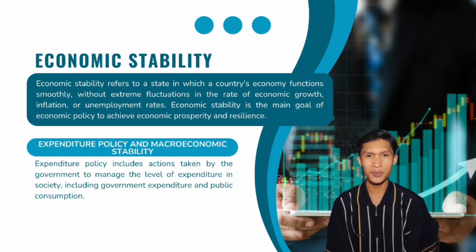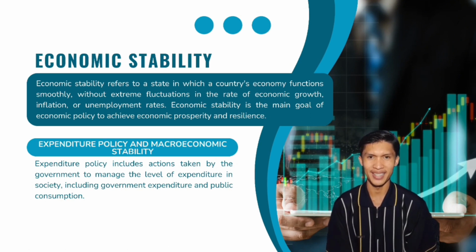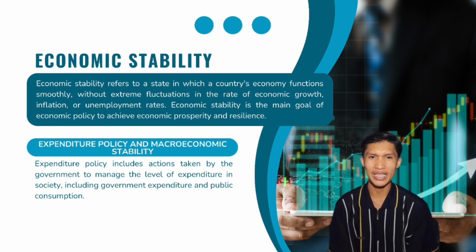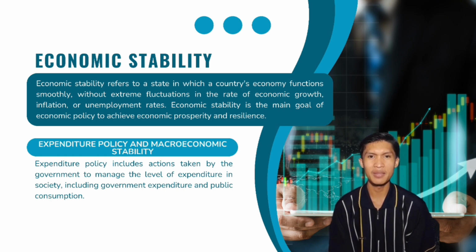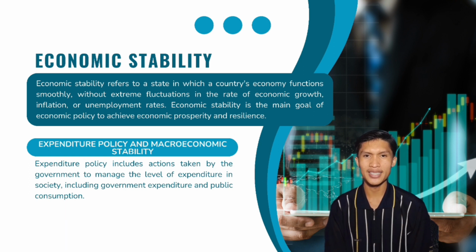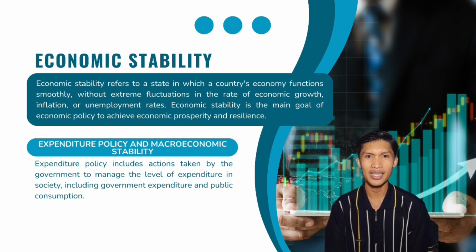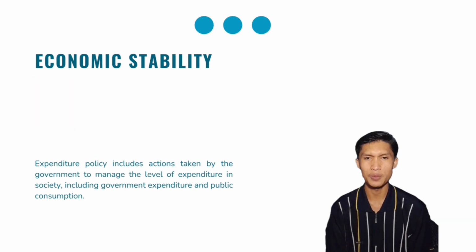And now, we start with the definition of economic stability. Economic stability refers to a state in which a country's economy functions smoothly, without extreme fluctuation in the rate of economic growth, inflation, or unemployment rates. Economic stability is the main goal of economic policy to achieve economic prosperity and resilience. Expenditure policy includes actions taken by the government to manage the level of expenditure in society, including government expenditure and public consumption.